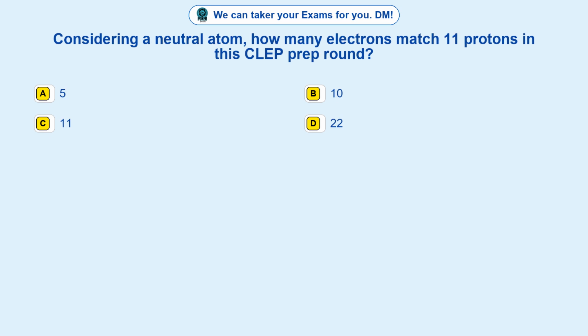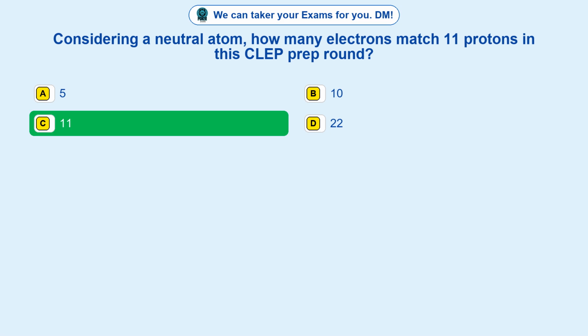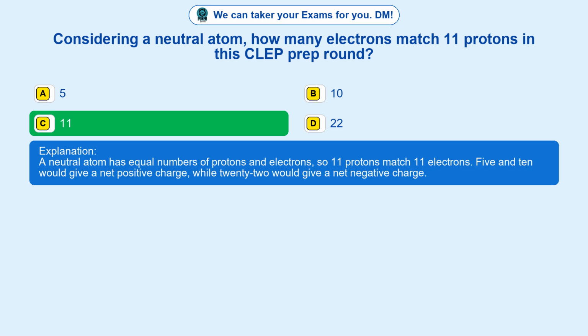Question 32. Considering a neutral atom, how many electrons match 11 protons in the CLEP prep round? Option A, 5. Option B, 10. Option C, 11. Option D, 22. The correct answer is option C, 11. A neutral atom has equal numbers of protons and electrons, so 11 protons match 11 electrons. 5 and 10 would give a net positive charge, while 22 would give a net negative charge.